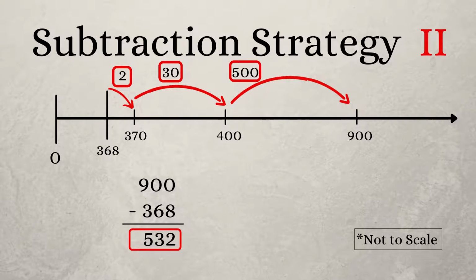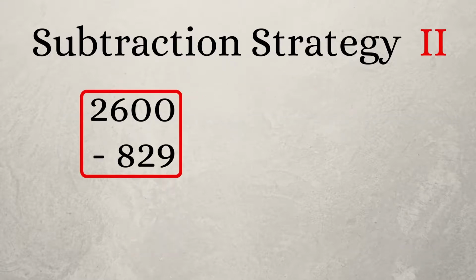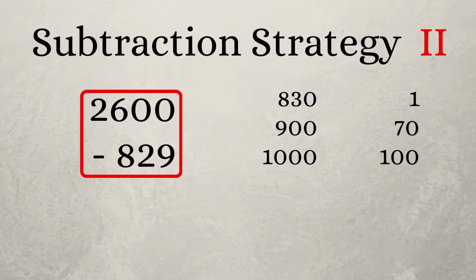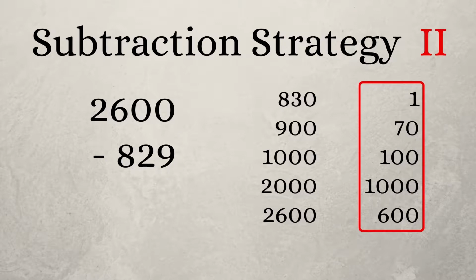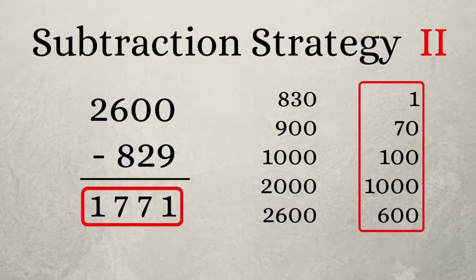Let's check another example without the number line. 2600 minus 829. Start from 829 to 830. That is plus 1. 830 to 900, 70. 900 to 1000, 100. 1000 to 2000, 1000. And 2000 to 2600 is a 600. So our final answer will be the sum of all these numbers. Now that adds up easily to 1771.